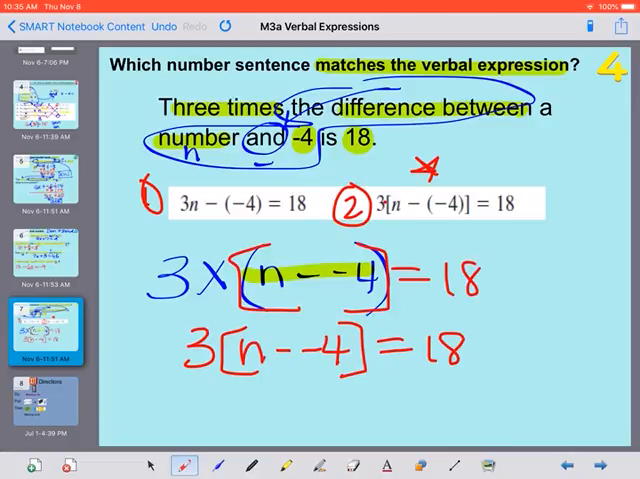This one would be 3 times a number minus a negative 4 is 18. Or the difference between 3 times a number and 4. That's how this one over here would be written. And it doesn't say 3 times the number. It says 3 times the difference between that number and 4, like number 2 says.